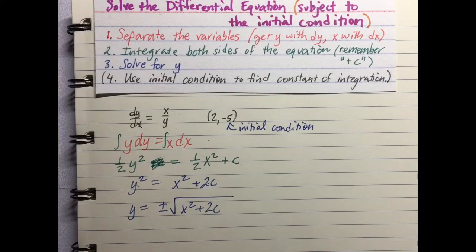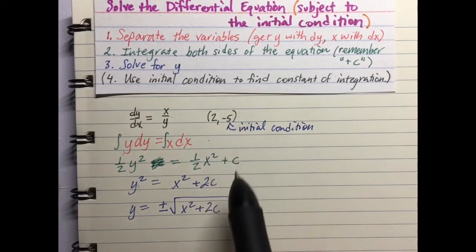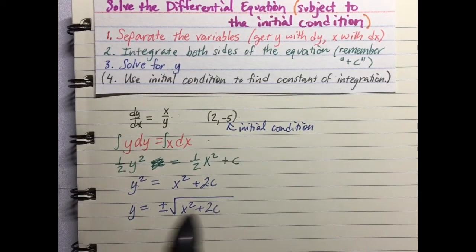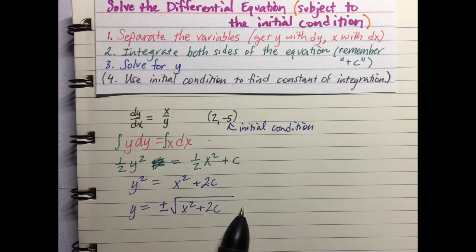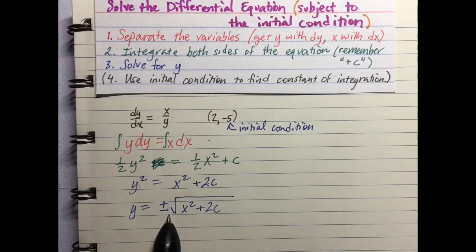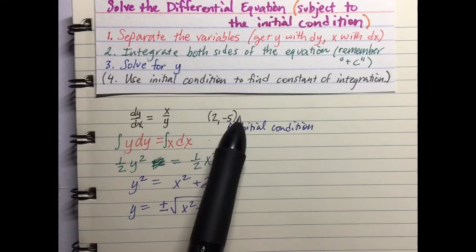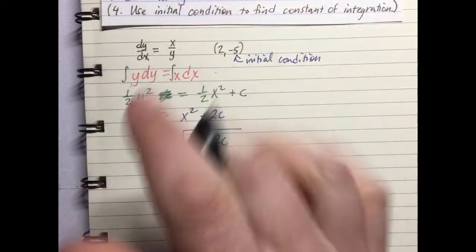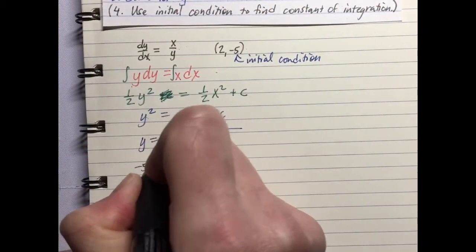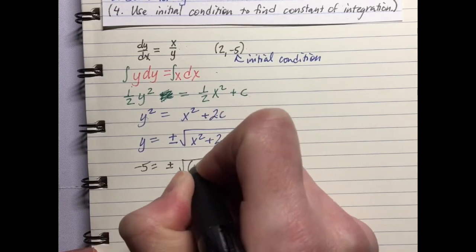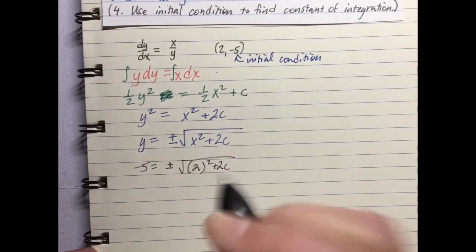But since we have an initial condition, this is basically giving us more information, because this could be just any old function, whether it's positive or negative, I don't know. But the one thing I do know is that it goes through (2, -5). So I can plug that in. So I have -5 equals plus or minus the square root of 2 squared plus 2c.